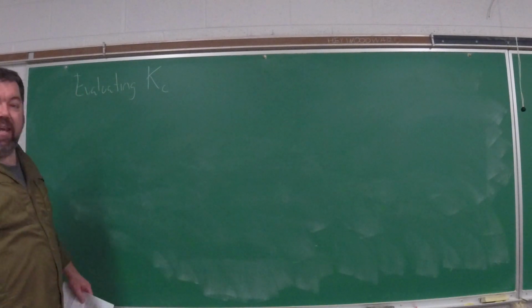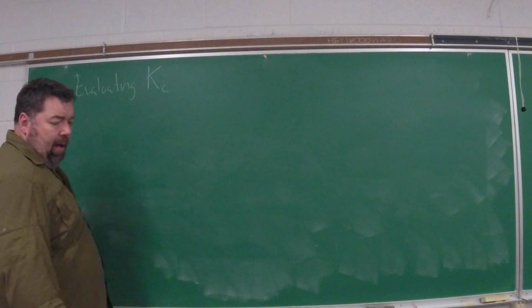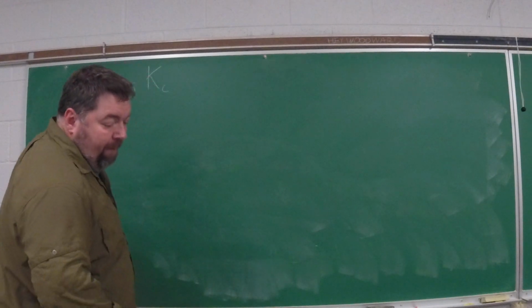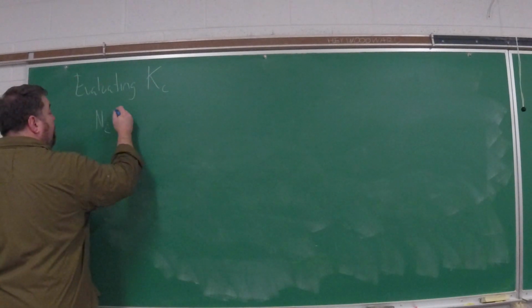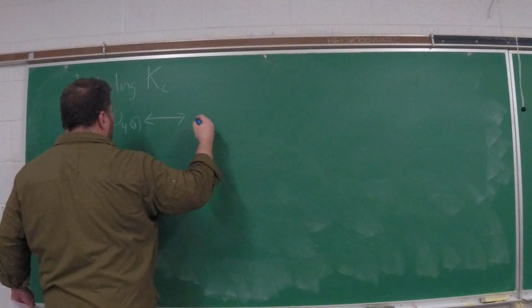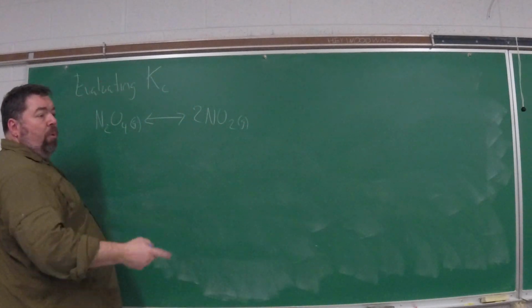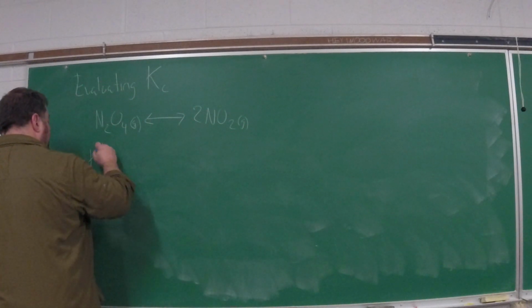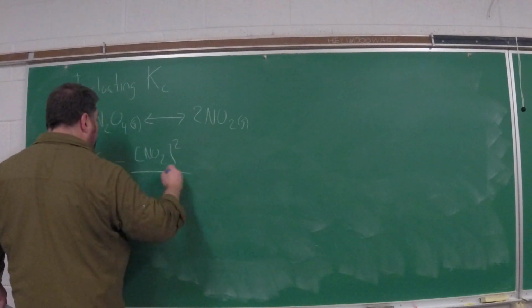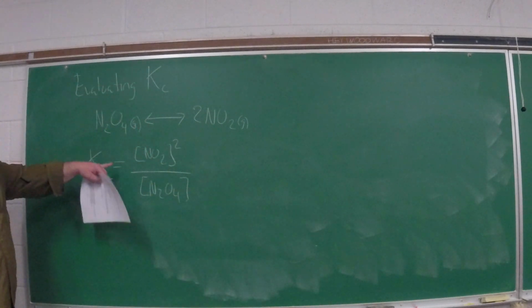So evaluating Kc, again, you just plug in the numbers, whatever they might give you. We're going to use our same reaction we've been using. Again, we wrote out Kc, products over reactants: molarity of NO2 raised to the 2, divided by the molarity of N2O4 raised to its stoichiometric coefficient 1.